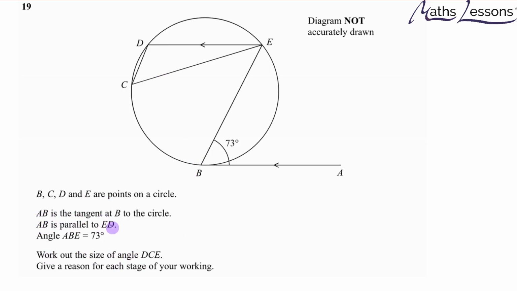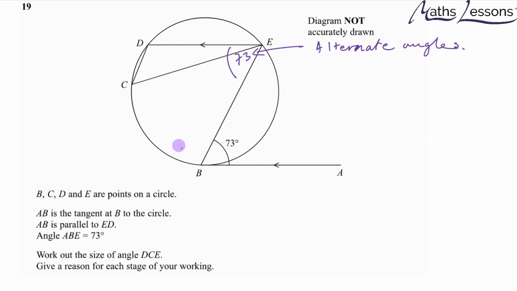So we know that AB is parallel to ED. So straight off, we can use that that's 73. And it says you must give a reason. So it's alternate angles. Okay, that's equal to 73. So we give our reason, and that's all the information we're given in the question.